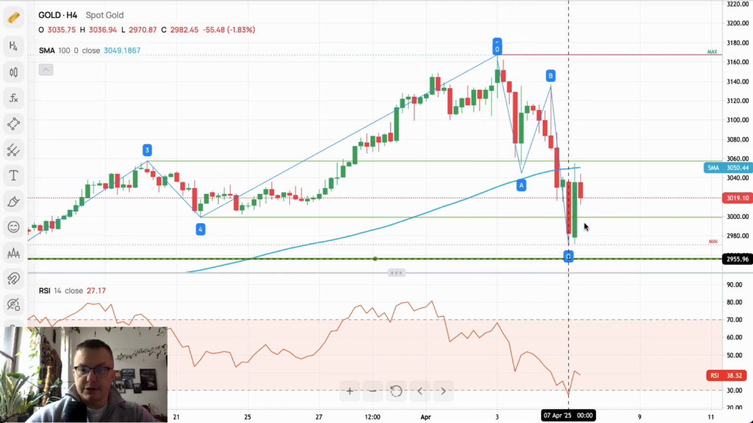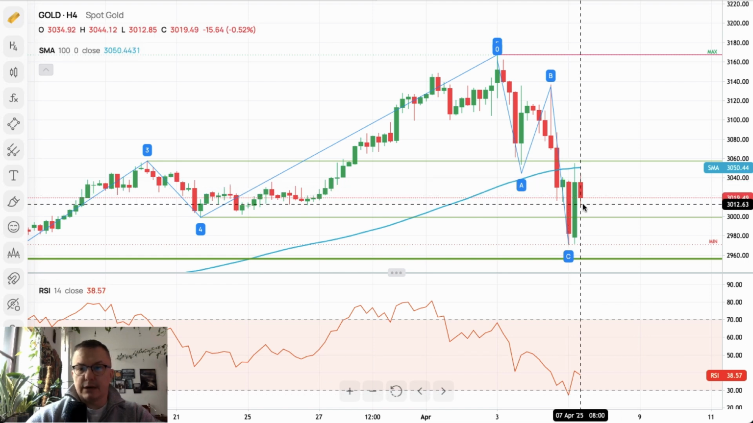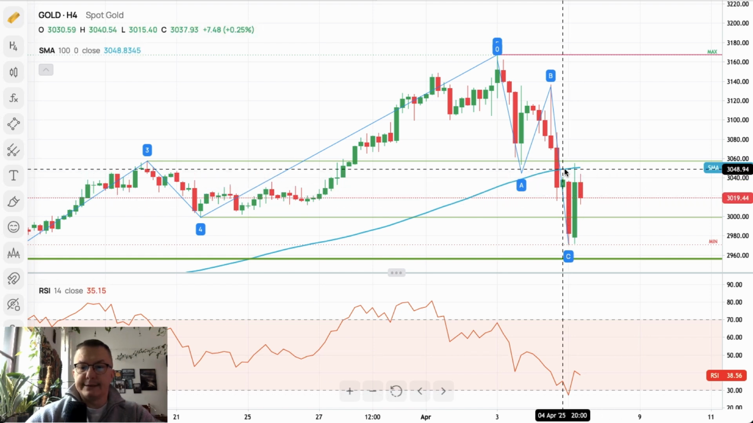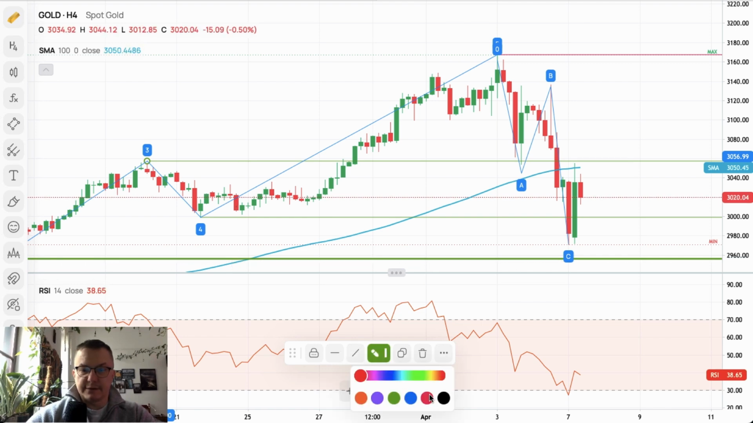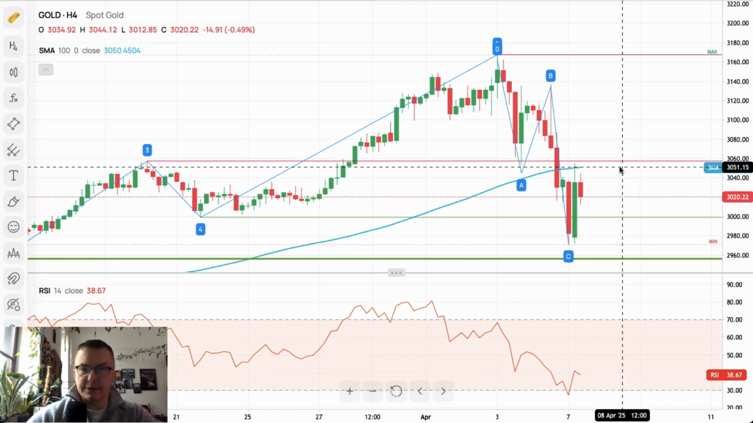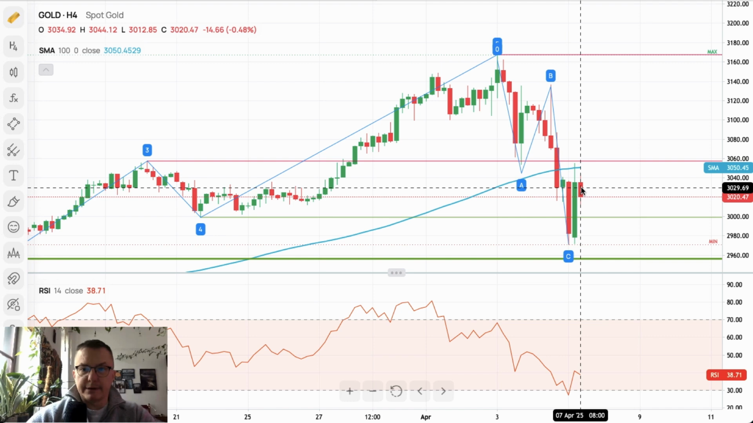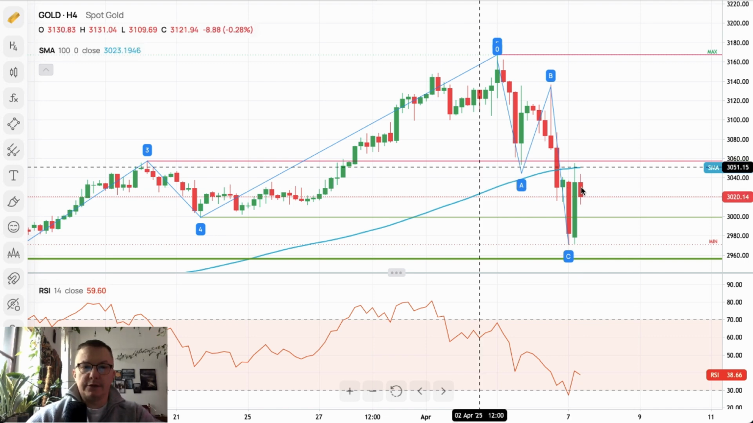Now there is a bullish engulfing pattern here from the extremely oversold conditions on the 4-hour time frame chart. However, gold is not rallying. It's being suppressed by the 3056 technical resistance and the 100 periods moving average. So gold is not doing much apparently. Bitcoin is going down. Indices are going down.